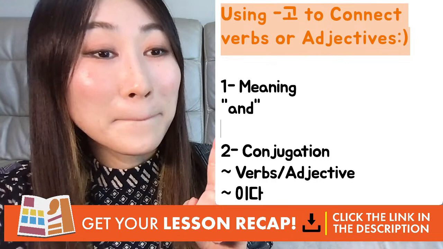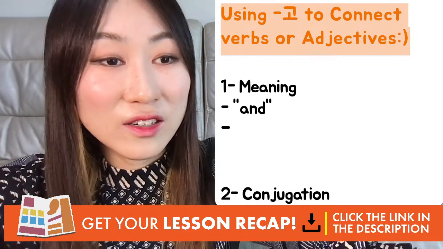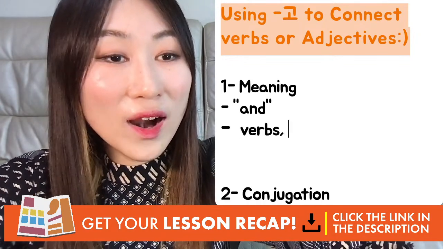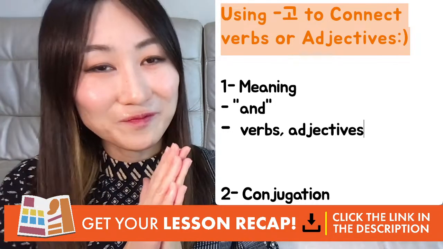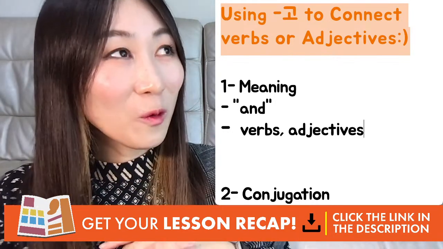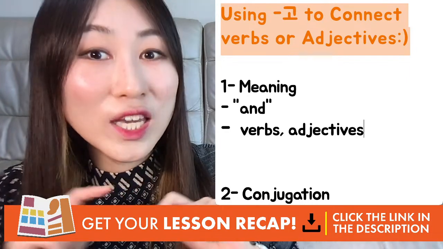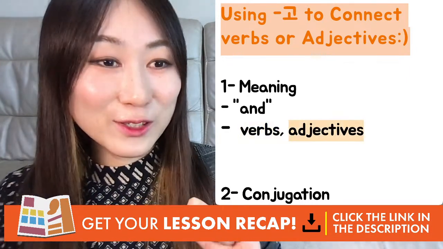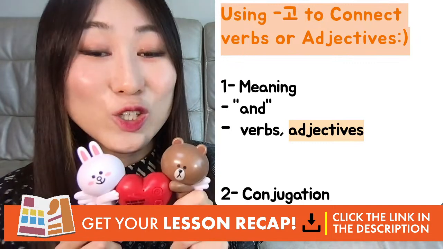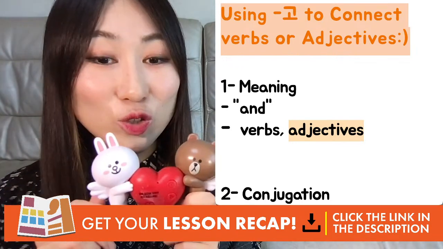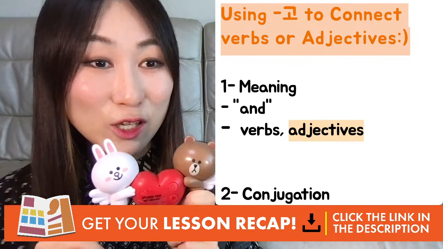So it means end. But please be careful. This end can be only used for connecting verbs or adjectives. Do you want to conjugate nouns like strawberries and apple or sky and the moon? No, I'm sorry, but this is not possible. You can only conjugate verb or adjective, such as they are cute and funny. Cute and funny. So this is an adjective, right? Or they can sing and dance. Sing and dance. So this is a verb, right?